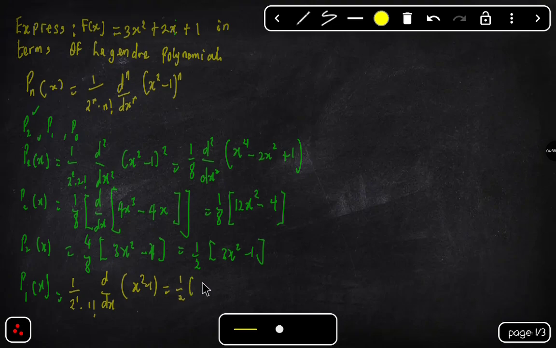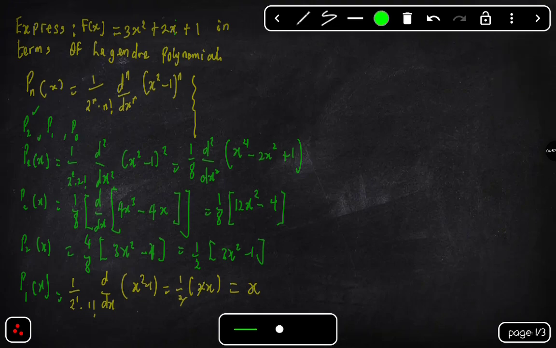So we differentiate x squared minus 1, so that's going to give us 2x, and we can see 2 we cancel out 2, and then we are going to have x. Okay, that is P1 of x. And then if we do that for P0 of x, you are going to get 1 for that. Let's check P0 of x.